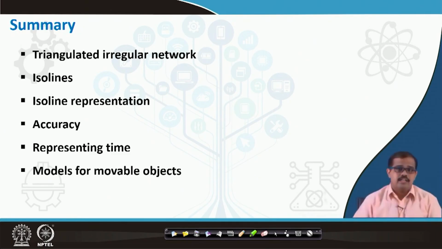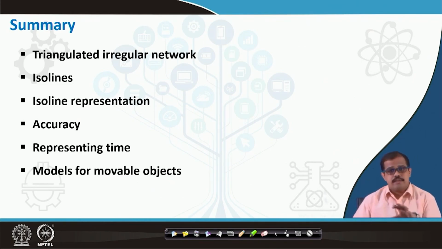So, we clearly understood that with isoline representation, layer wise computation is extremely difficult, and also that isolines cannot be directly used. Instead, they have to be converted either into a raster or into a TIN model in order to represent them. And then we looked at accuracy. What are the 5 different ways of looking at accuracy? What are the things that you have to see if you have to look at accuracy?